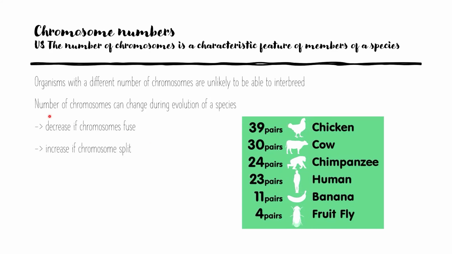The number of chromosomes can change during the evolution of species. So as a species evolves, the number of chromosomes is going to change. It's going to decrease if chromosomes fuse or come together, and it's going to increase if chromosomes split.